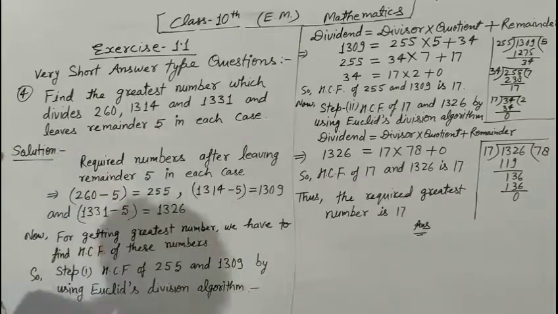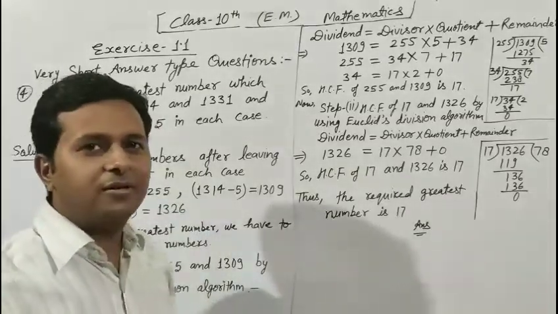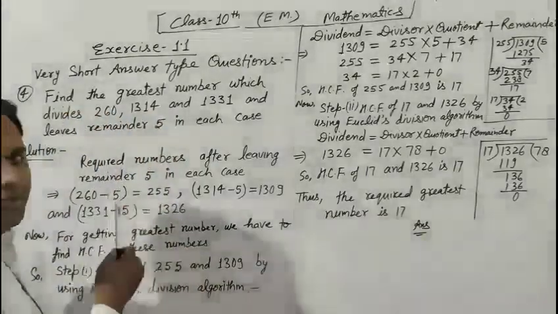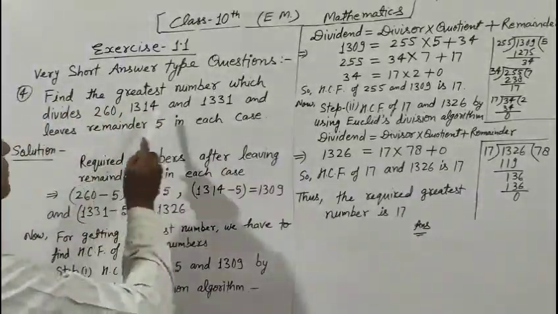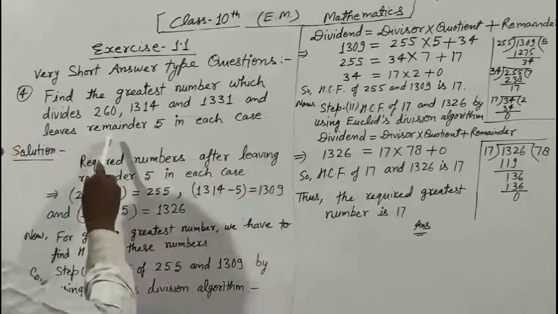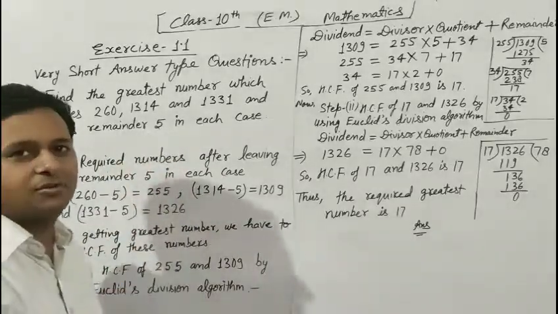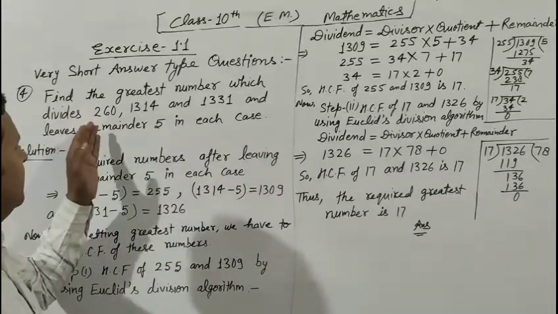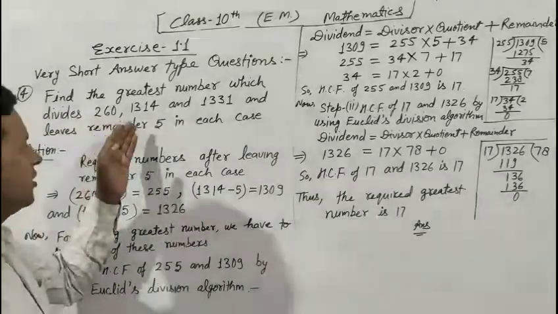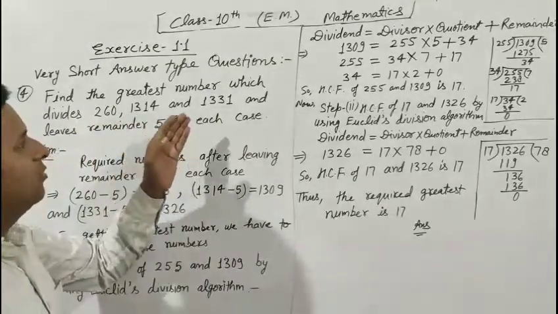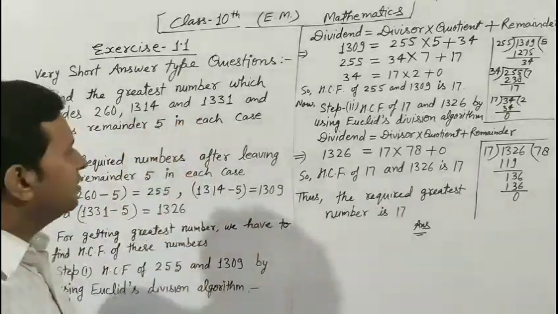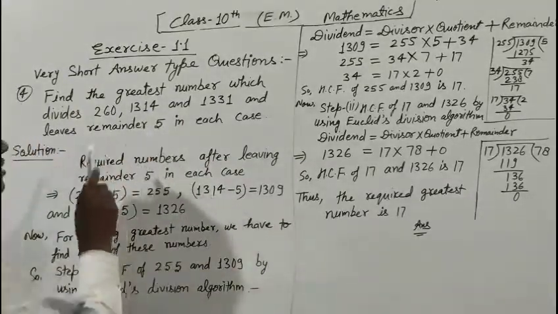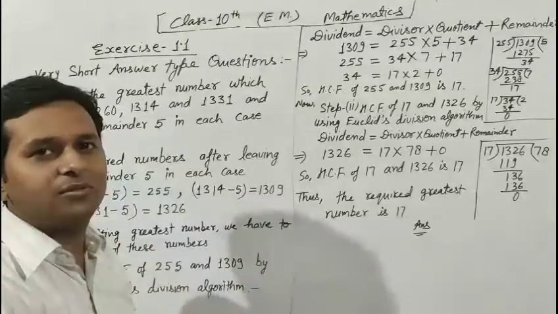Find the greatest number means we have to find the greatest number, that is, the HCF. But what is the condition here? The condition is that these numbers leave remainder 5 in each case. Whether it is 260, 1314 or 1331, the remainder should be 5 after division.